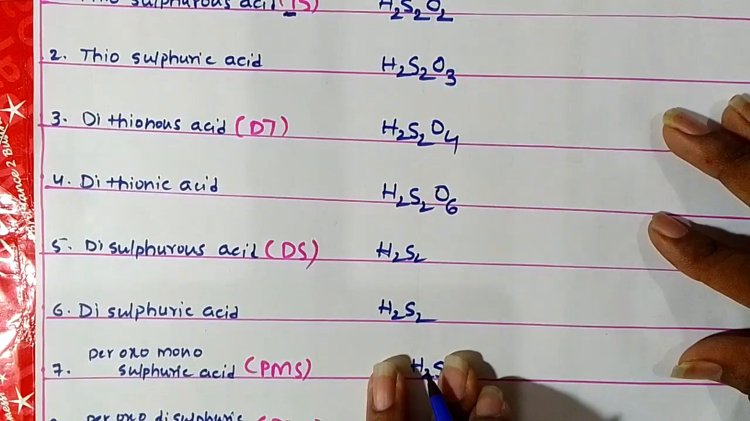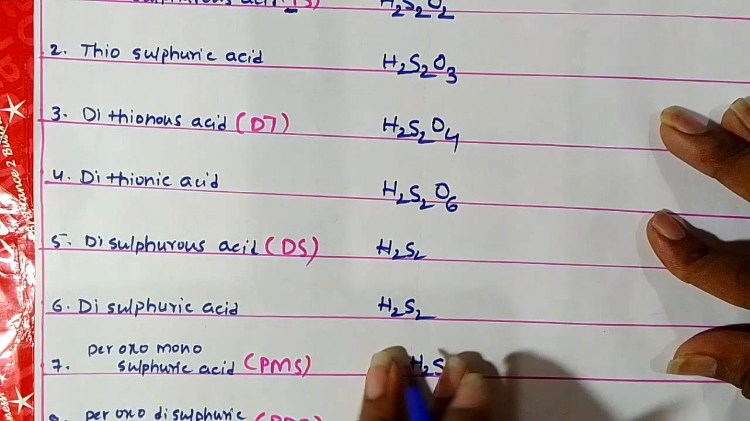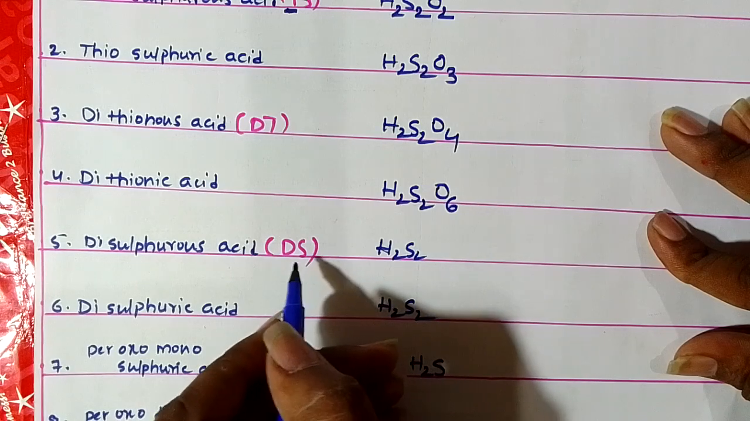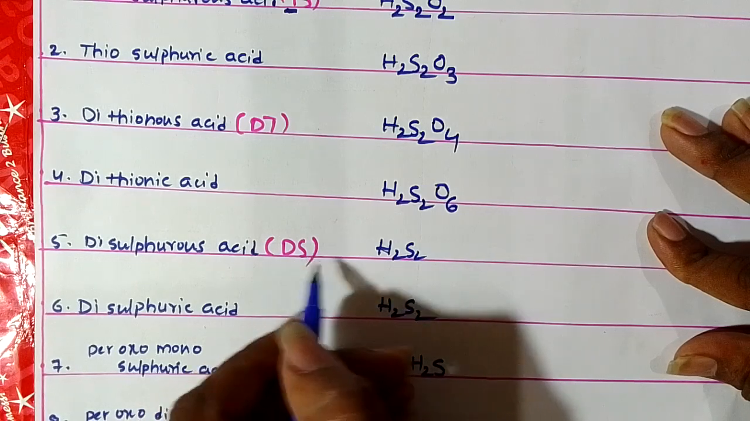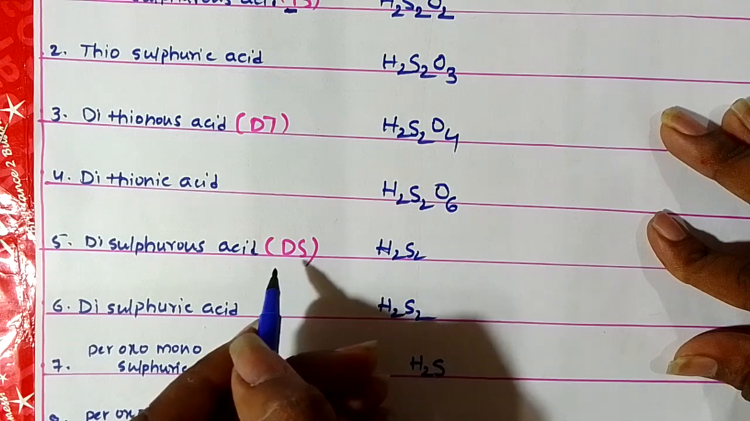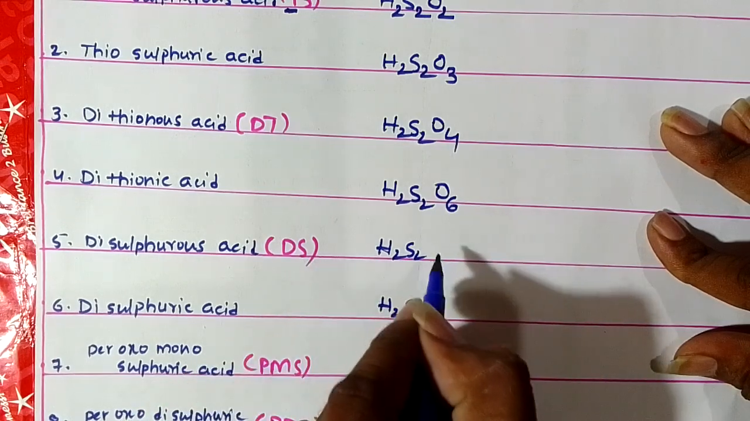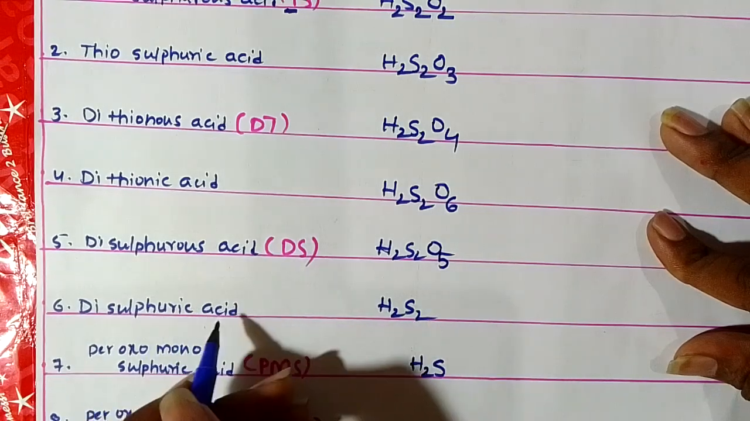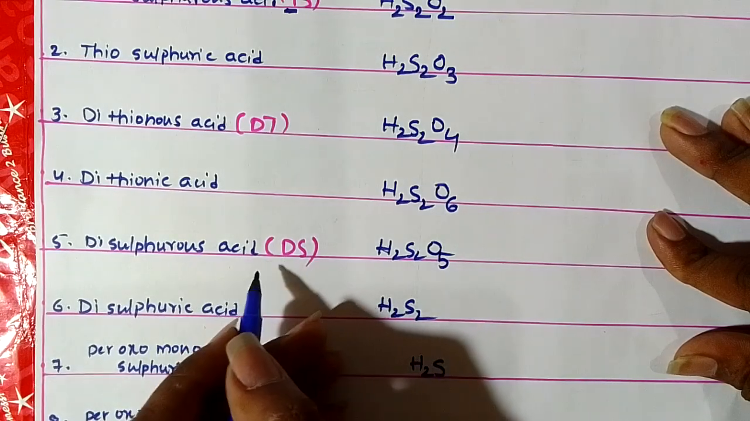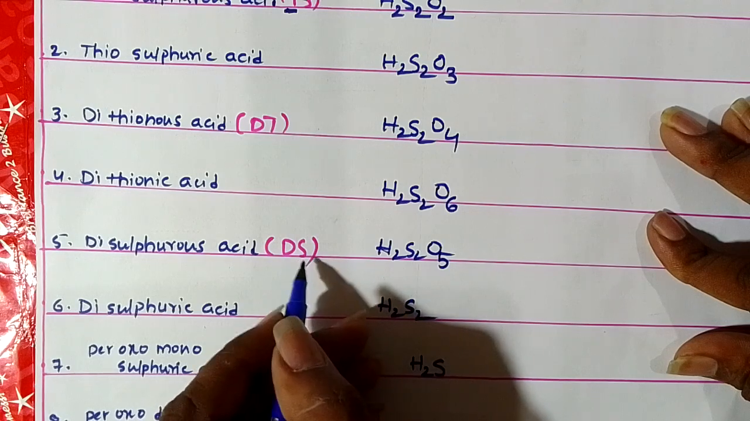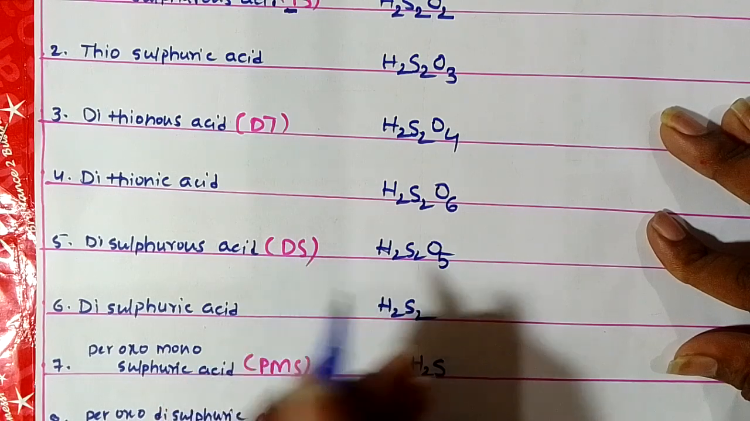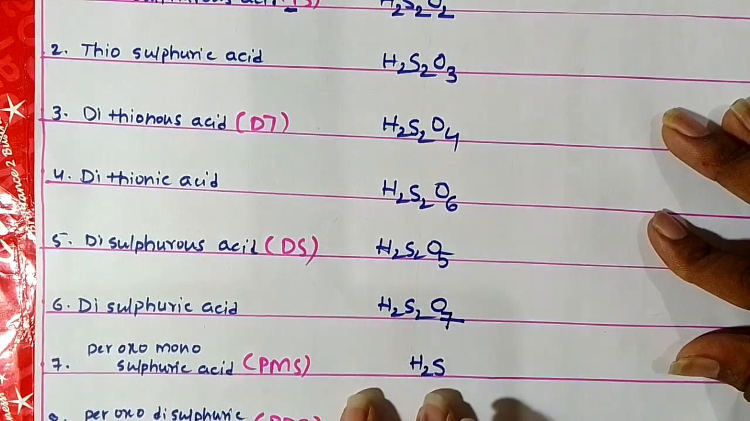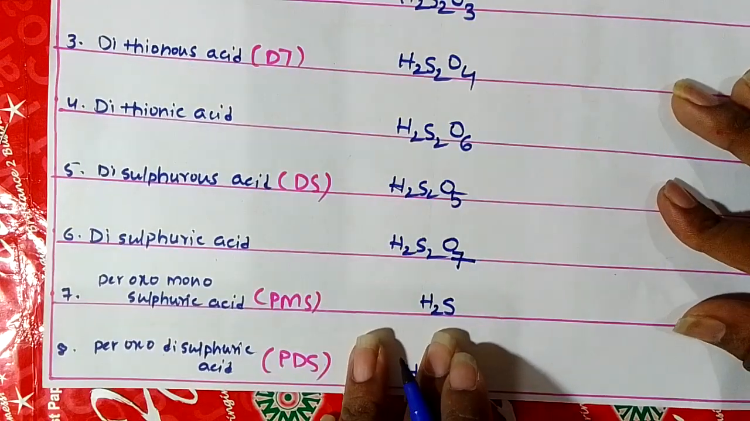Now coming to disulfurous acid, that is DS. In this case let us imagine D5, like D5, D7. So 5 oxygen atoms. Now coming to ic acid, disulfuric acid. Ic acid contains more oxygen atoms compared to us acid. Now in this case let us imagine D7. S means 7. H2S2O7.